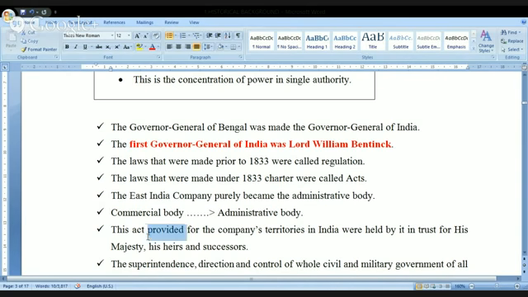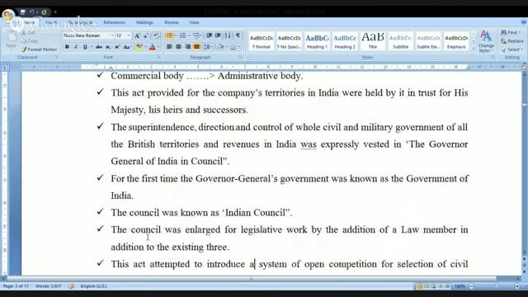Next, this act also provided that the company's territories in India were held by it in trust for His Majesty, His Heirs, and successors. So, what are all the areas that are under the control of the company? It went to the trust of His Majesty. His Majesty is nothing but the so-called king or queen. That is nothing but the crown. Look at this next one.